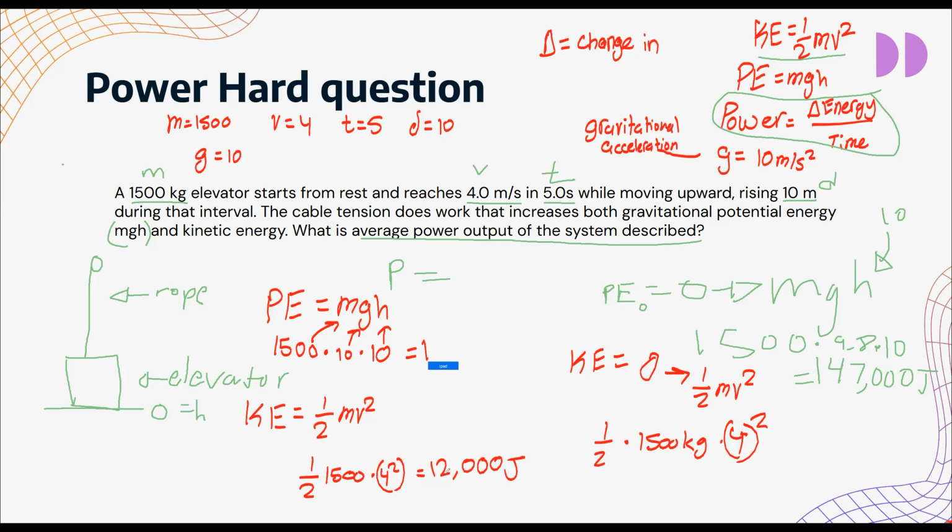And now we know the change in energy over this 5-second period. And we know power is just a change in energy over time. So we can do 12,000 joules plus 147,000 joules divided by 5 seconds to give us our average power output.